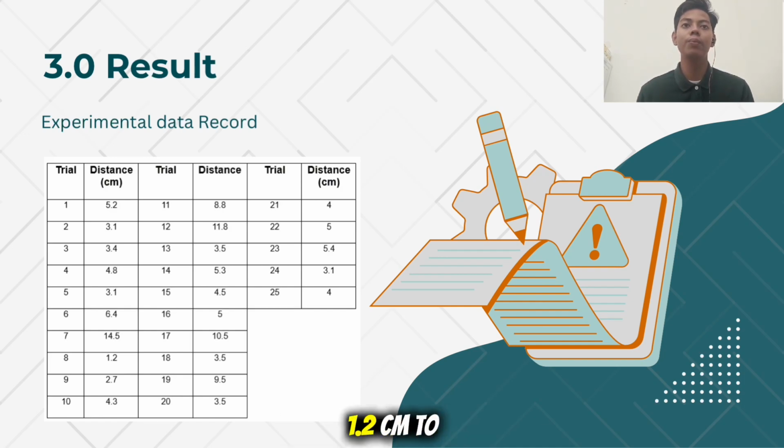Here is a sample of our 25 trials. Distance ranges from 1.2 cm to 14.5 cm, but most values are clustered between 3 to 5 cm. Trial 7 was an outlier at 14.5 cm, possibly due to an uneven bounce.